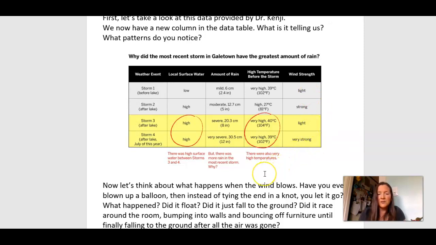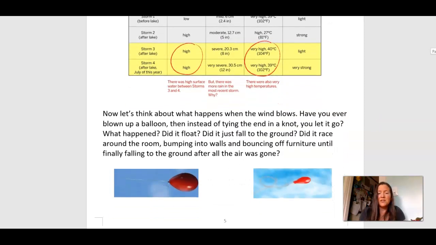What do I notice about the patterns in this table? Well, we have a high surface water and a high temperature, which is our chapter 1 and 2 information. And that's leading to different amounts of rainfall. So I see there's patterns there. And then the wind, the new column, well, we have some severe rain with light wind, but then we have some very severe rain, and I see that there's very strong wind. So I'm wondering if maybe wind is also going to be impactful on how much rain we have. Okay, so let's think about wind and what is it.